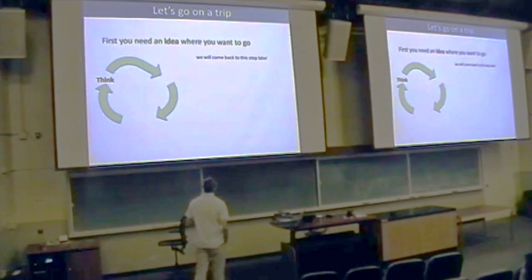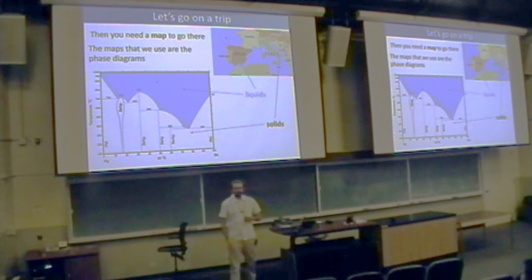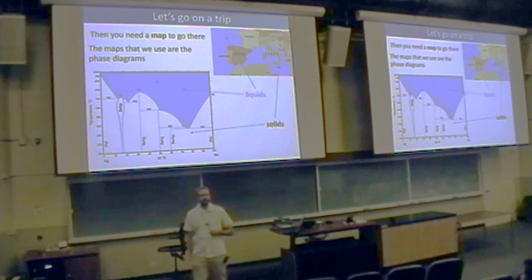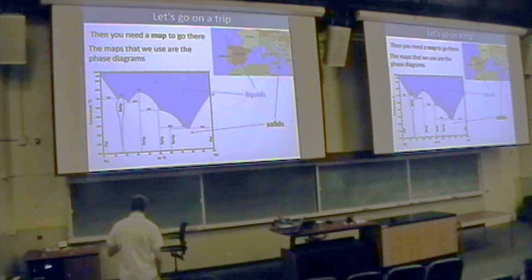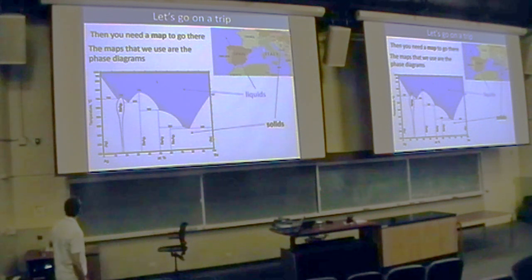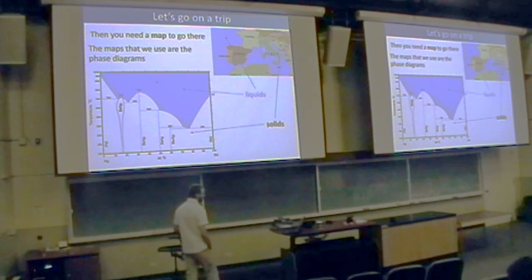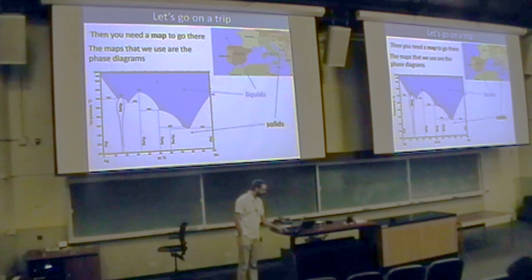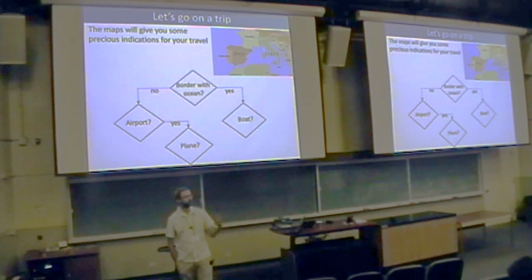Then what you're going to do is look at a map. In synthesis, we are going to use similarly a kind of map that we call a binary or a ternary or more phase diagram. So these are going to be our maps. And we're going to use the maps in the same way as a real map. You're going to use it to decide how you're going to travel.